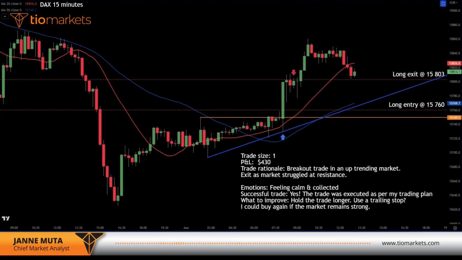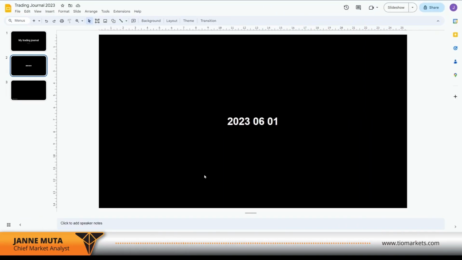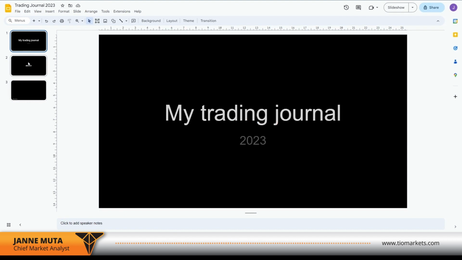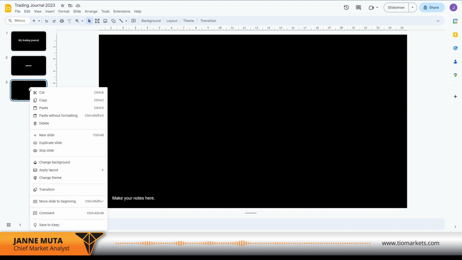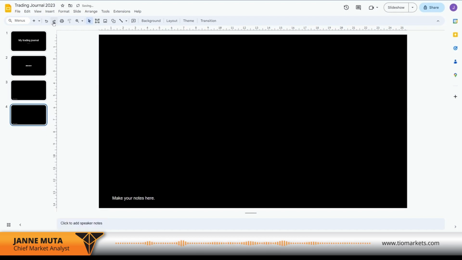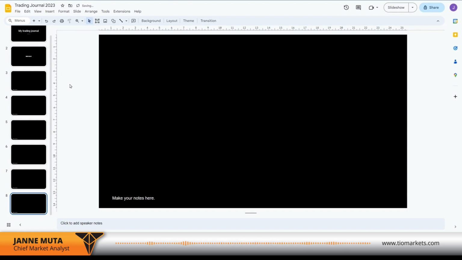So the next step is obviously to copy this into Google Slides. So here's my template for a trading journal in Google Slides. Basically I'm calling this My Trading Journal 2023, and then I have a date stamp, and then this is followed by empty slides. And the beauty of this is it's very easy to create new slides. Once you have this set up in place, you just click here and you duplicate the slide, and then you can go and click redo, and you have more slides so that you can paste your charts here.